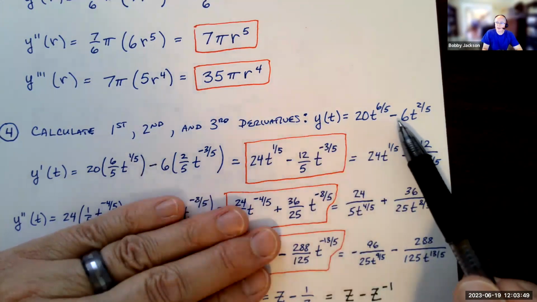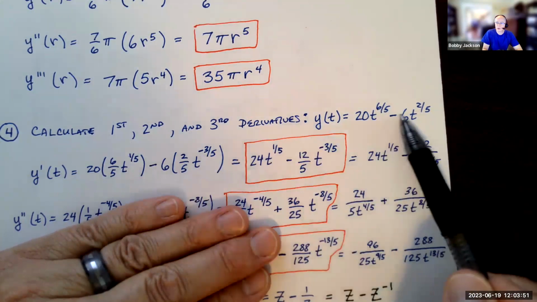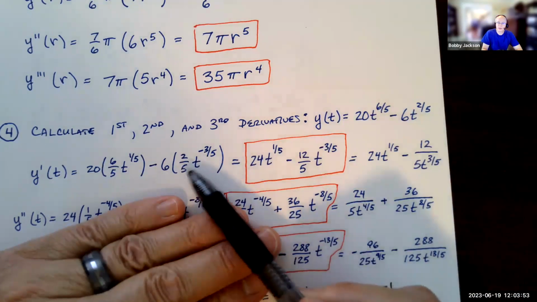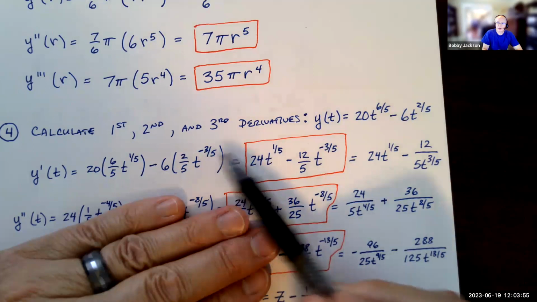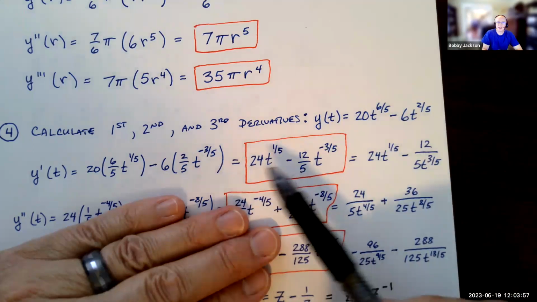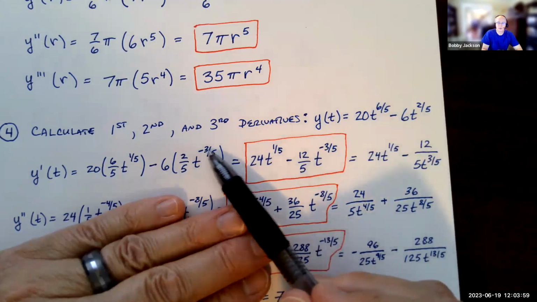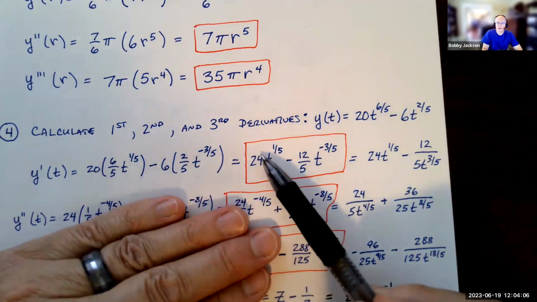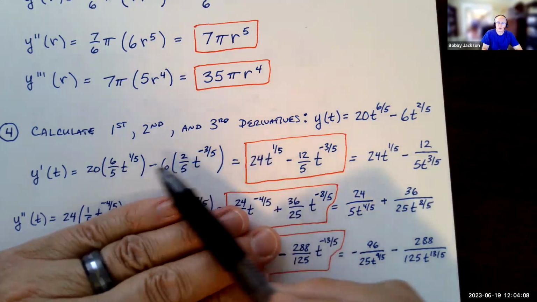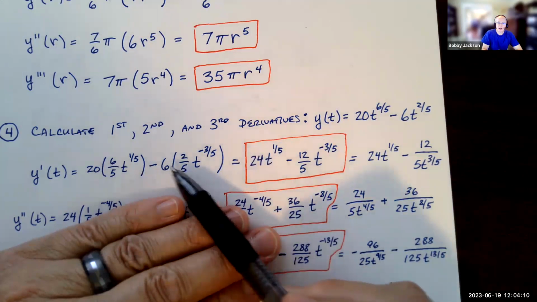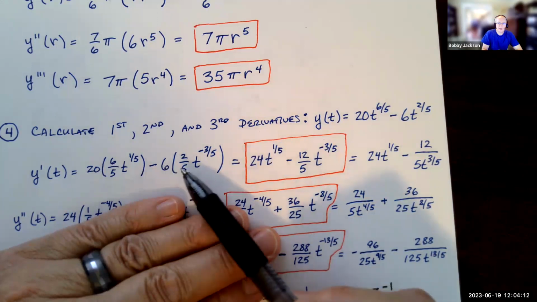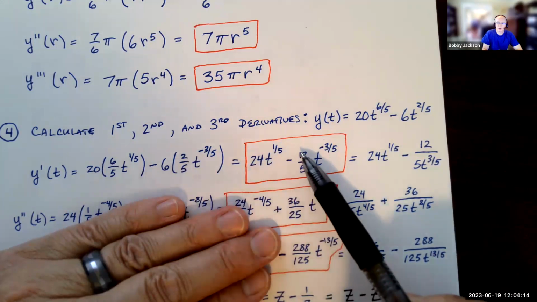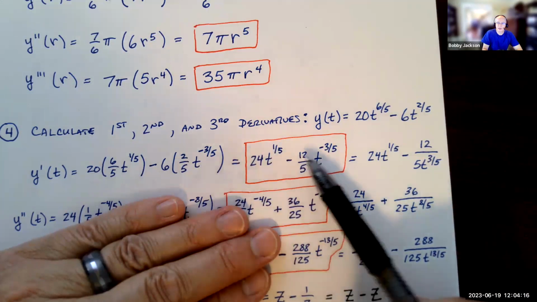And then minus what? Bring the 6 out. T to the 2/5, bring the 2/5 down. T to the, if I subtract 1 from 2/5, 2/5 minus 5/5 is negative 3/5. So clean this up. 5 goes into 20 4 times. 4 times 6, 24. T to the 1/5 power. Minus 5 and 6 have no common factors. So 6 times 2 is 12/5. T to the negative 3/5.